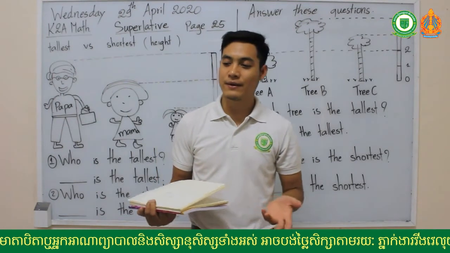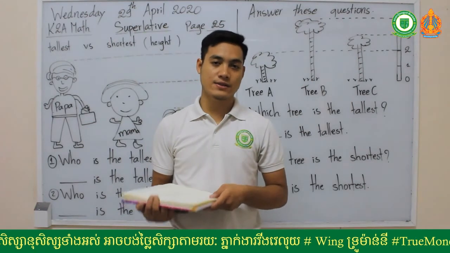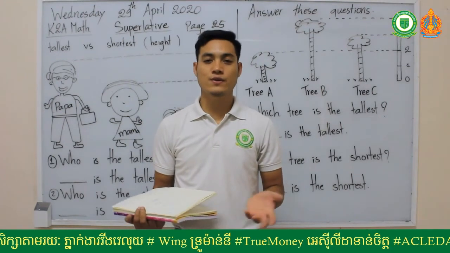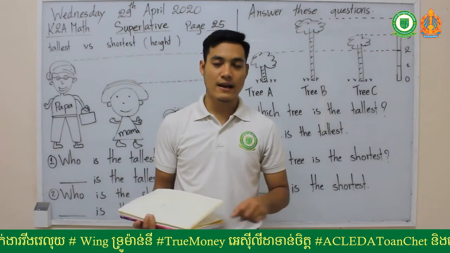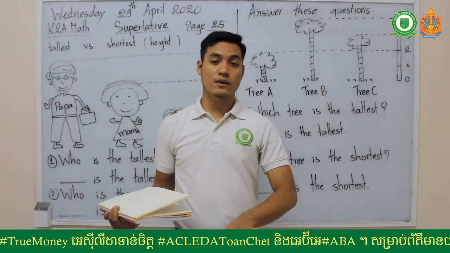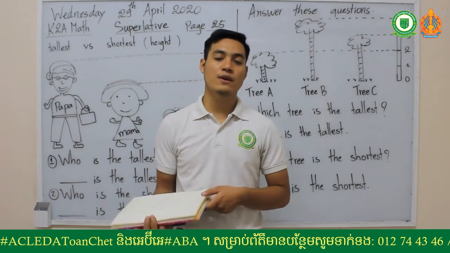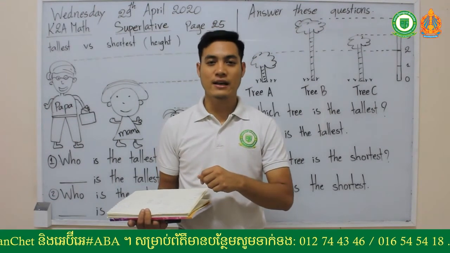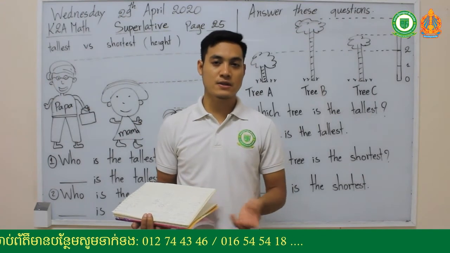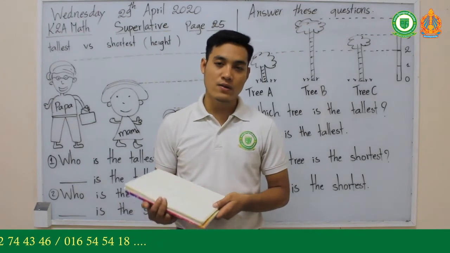And when we use the words big and small, we want to compare the size of two things. And when we want to use the words fat and thin, we want to compare the size of two people or two things. And last one is when we want to use the words old and young, we want to compare the age of two things, especially the age of people, two people. So that's it for comparison.